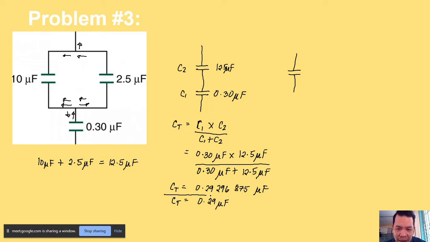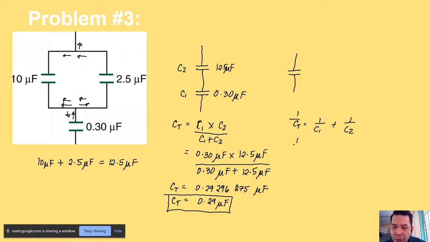Ladies and gentlemen, this is our final answer. Now, if you want to use the formula that I presented a while ago in calculating the net capacitance of capacitors connected in series, the other formula, C sub T is equal to 1 over C sub 1 plus 1 over C sub 2. So, okay lang din po.